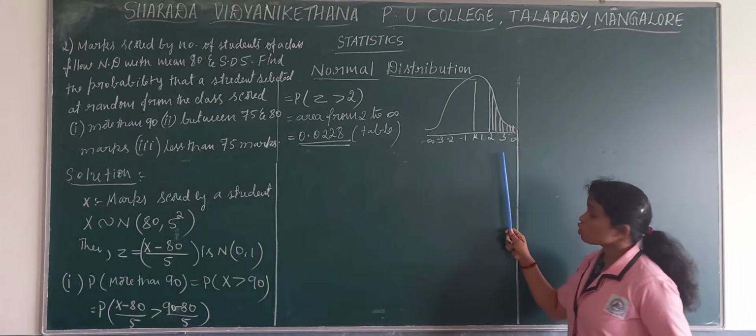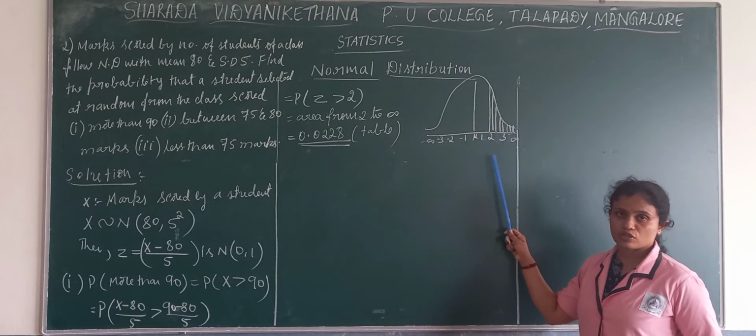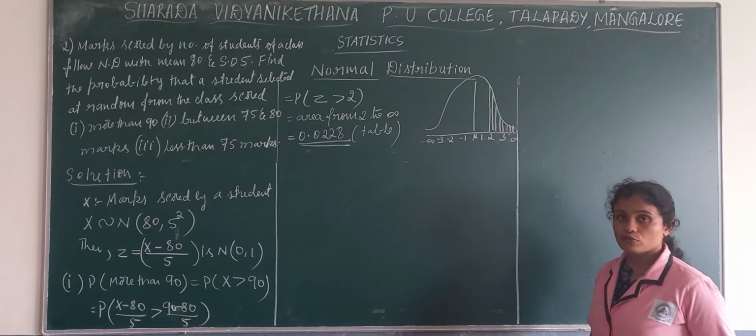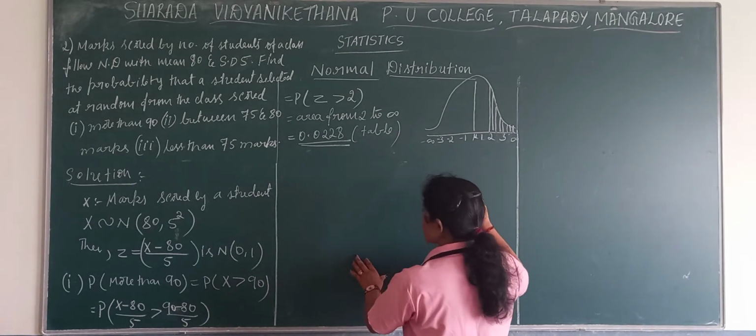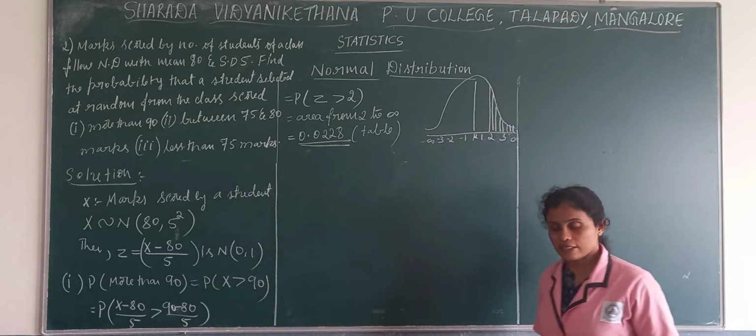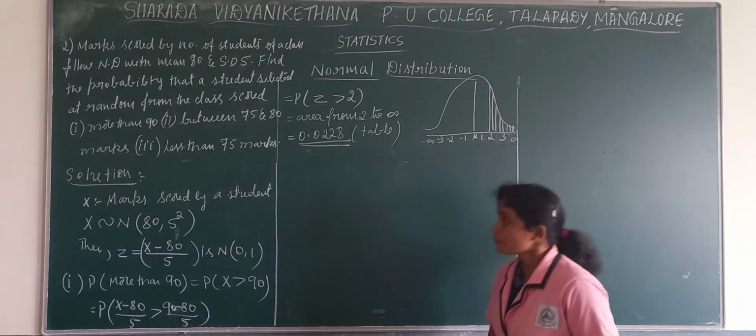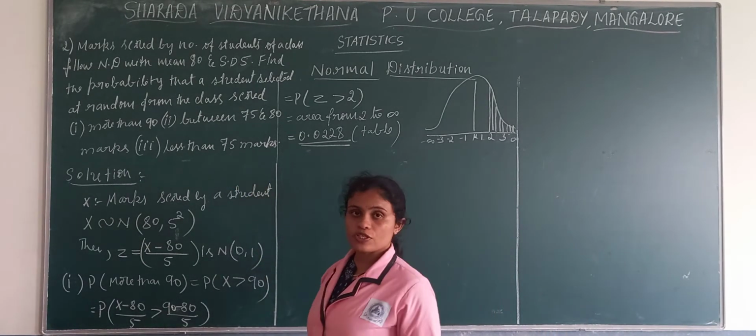And before that, locate that area in the graph. You have to locate it in the normal distribution graph. What did I say? When you draw the graph, greater than means right side. Greater than means right side. Then take the second question now.